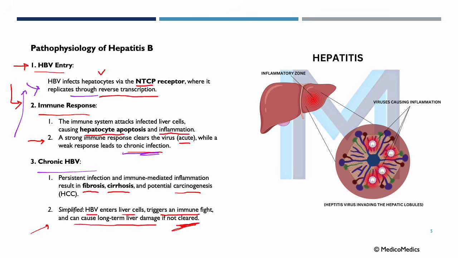If we have a chronic HBV going on, the persistent infection and therefore the immune-mediated inflammation that follows eventually leads to scarring, so fibrosis, and cell damage, so cirrhosis, potentially even to the development of cancer or carcinogenesis. Now, this may have been a bit too quick, and it's absolutely worth diving more into in greater detail. So that's what we're going to do right now.